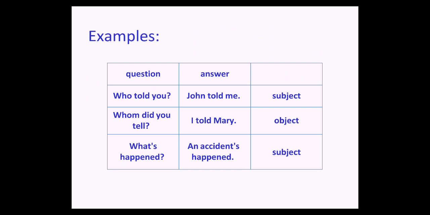What's happened? An accident happened. Subject. Here we also ask about the subject. For this reason, we didn't use an auxiliary verb.